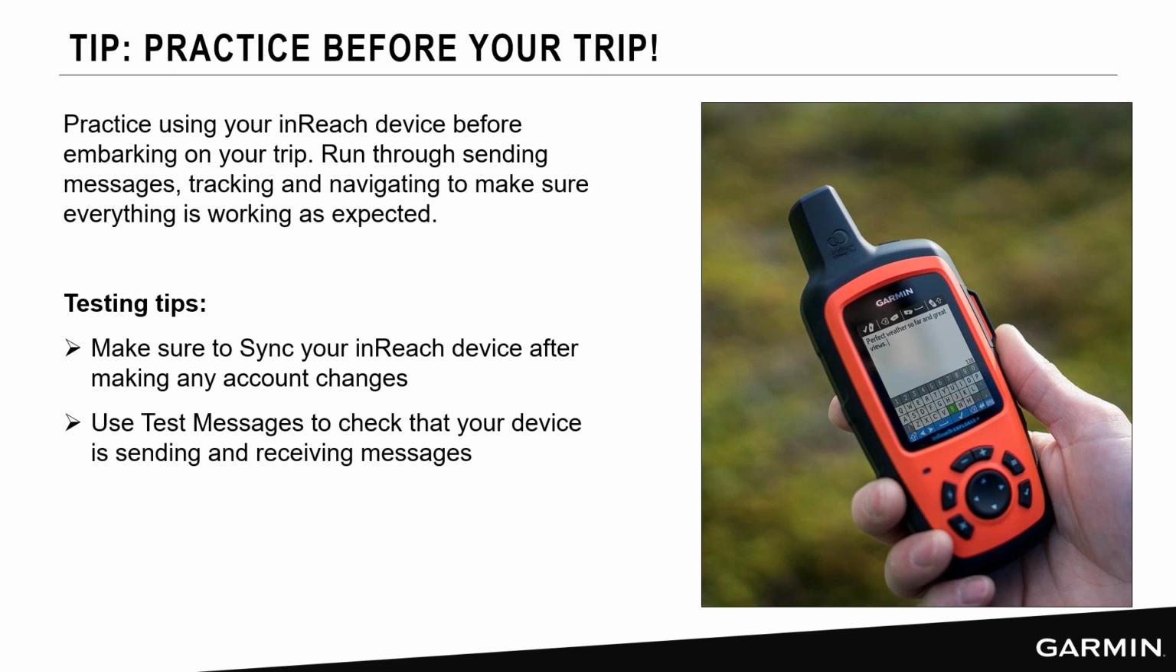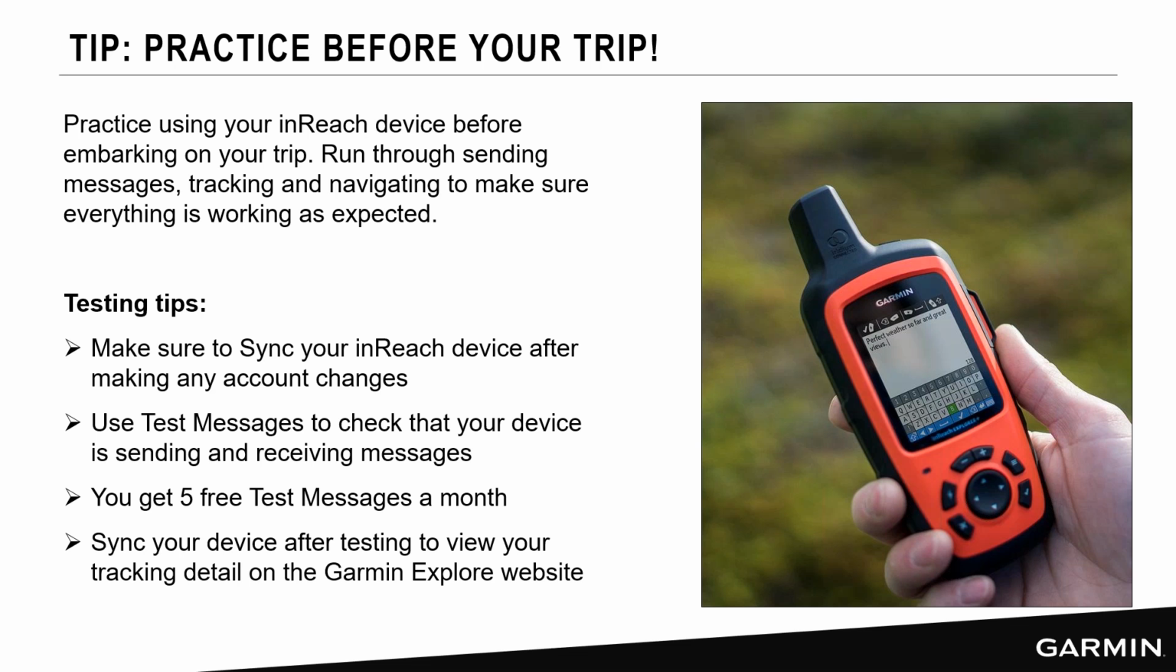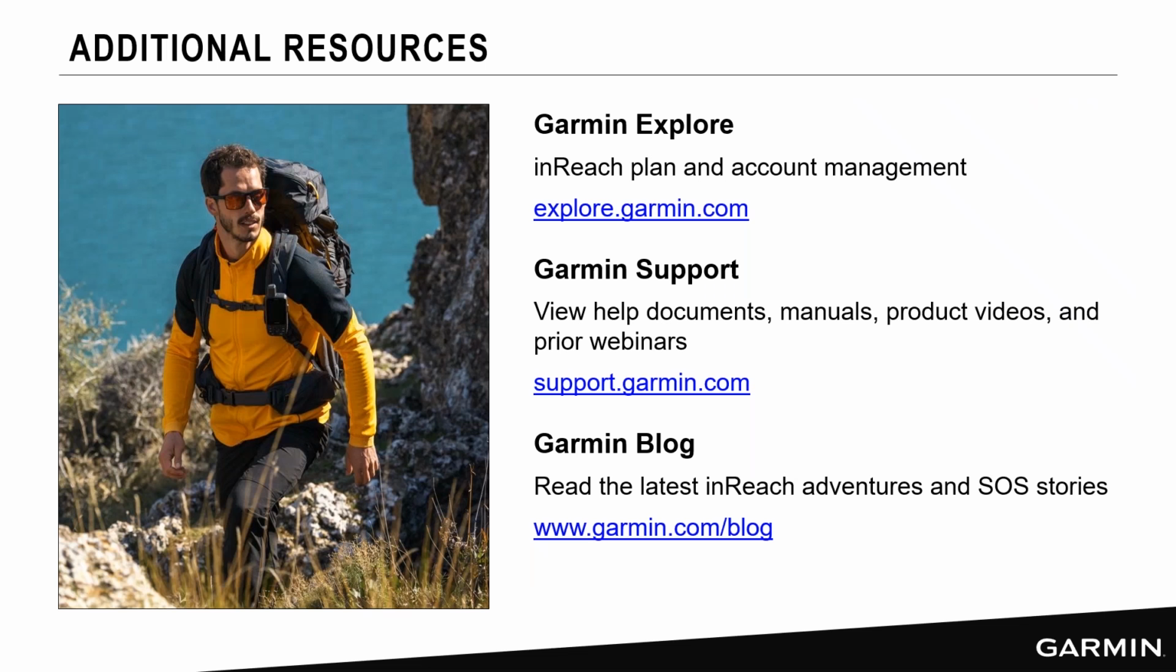You can use that to check to make sure your subscription is active. The person who got to the trailhead wouldn't have been in that situation if they had used the test message. You get 5 of them a month. And again, make sure that, well, this is after you finish your adventure. You want to sync your device with your app, which then puts it onto the website so you can review what you did while you were in the field. So some important tips before you get out. And so that was the last core feature and tip that we wanted to cover.